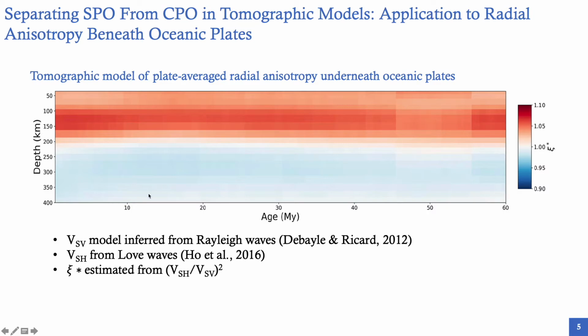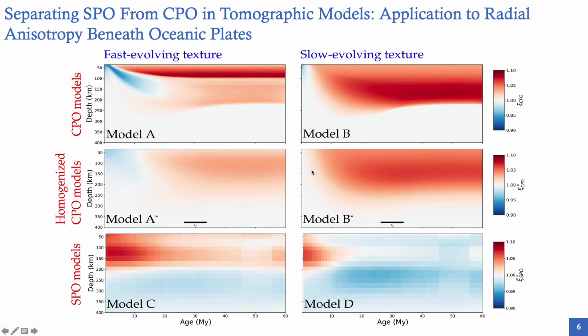So we attempt to use the composite law to separate the intrinsic and extrinsic contributions of radial anisotropy in a plate average tomographic model underneath oceanic basins. The tomographic psi is crudely estimated by dividing, for each pixel, VSV and VSH inferred from surface waves. Models A and B are psis obtained from CPO models corresponding to fast and slow evolving textures respectively. Models A star and B star are their homogenized counterparts. By dividing for each pixel the tomographic psi over models A star and B star, we obtain our SPA models of psi that solely pertain to small scales.